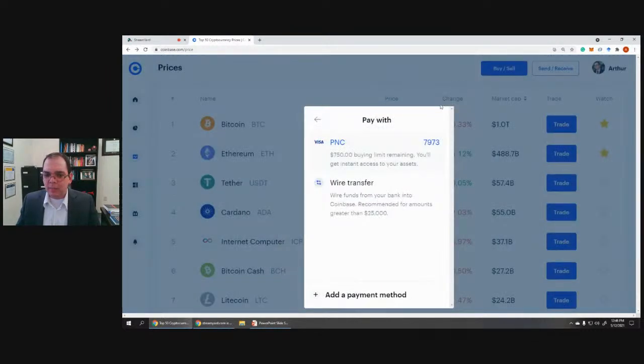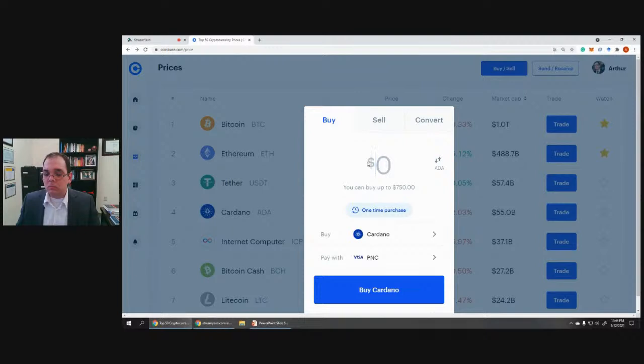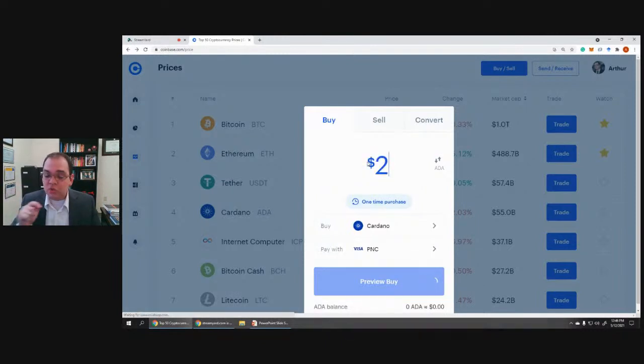All right, so add the payment. Now, how much can I buy here? You can buy, if I remember well, as low as $2 of cryptocurrencies. You don't have to buy like 1,000, 10,000, 20,000. You can put $10 here. It's perfectly fine.